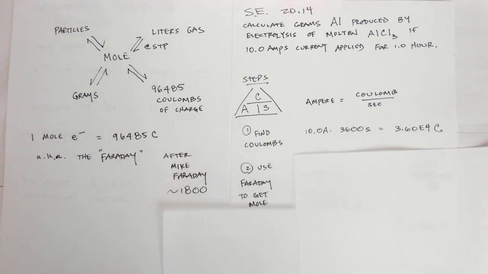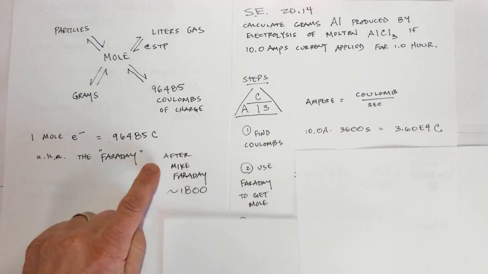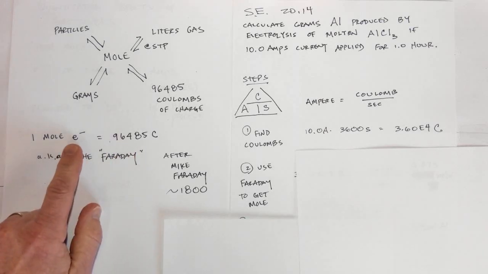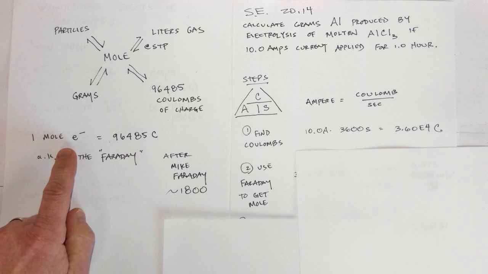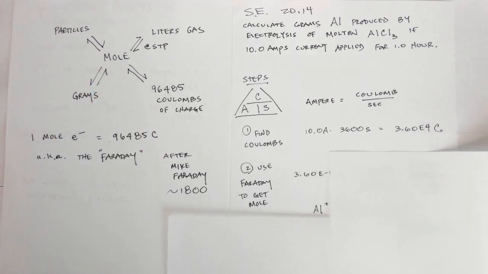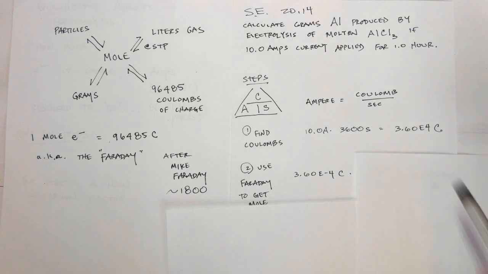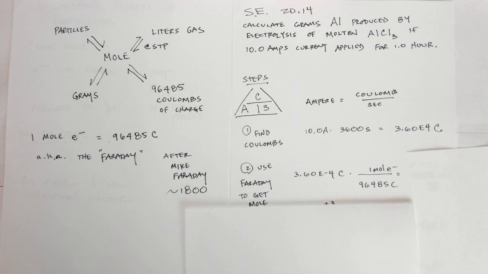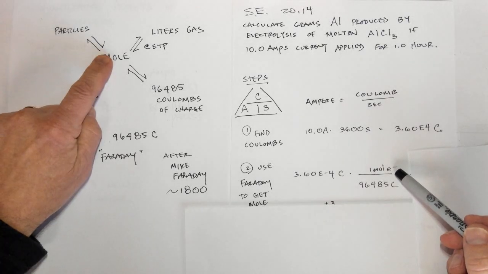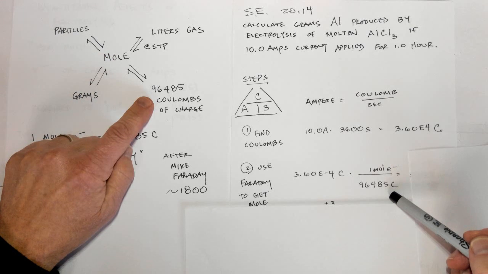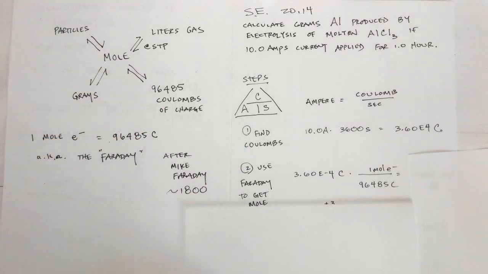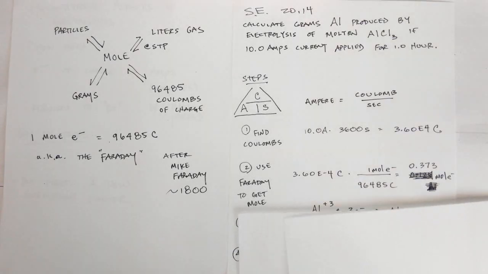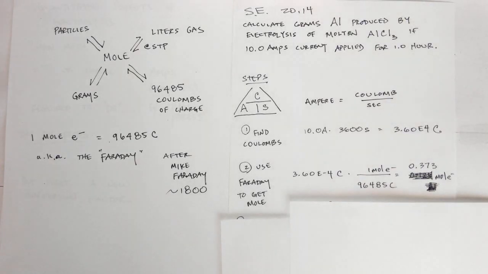Step number two is to use the Faraday constant, Michael Faraday constant right here, to get to moles of electrons. Since coulombs and moles of electrons are related by the Faraday constant, we can take our number of coulombs, 3.6 times 10 to the fourth coulombs, and then we can say for every 1 mole of electrons, there are 96,485 coulombs of charge. Divide those two, and we end up with 0.373 moles of electrons that are transferred to create this aluminum.